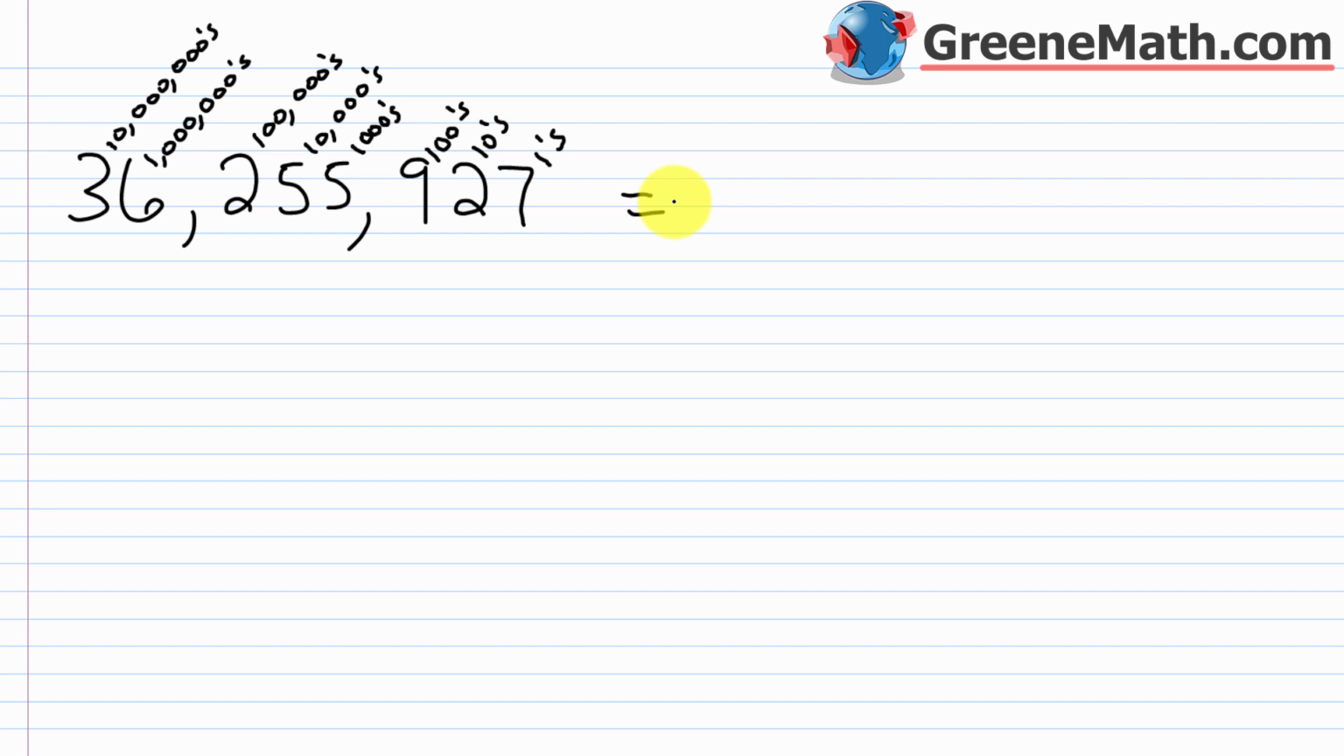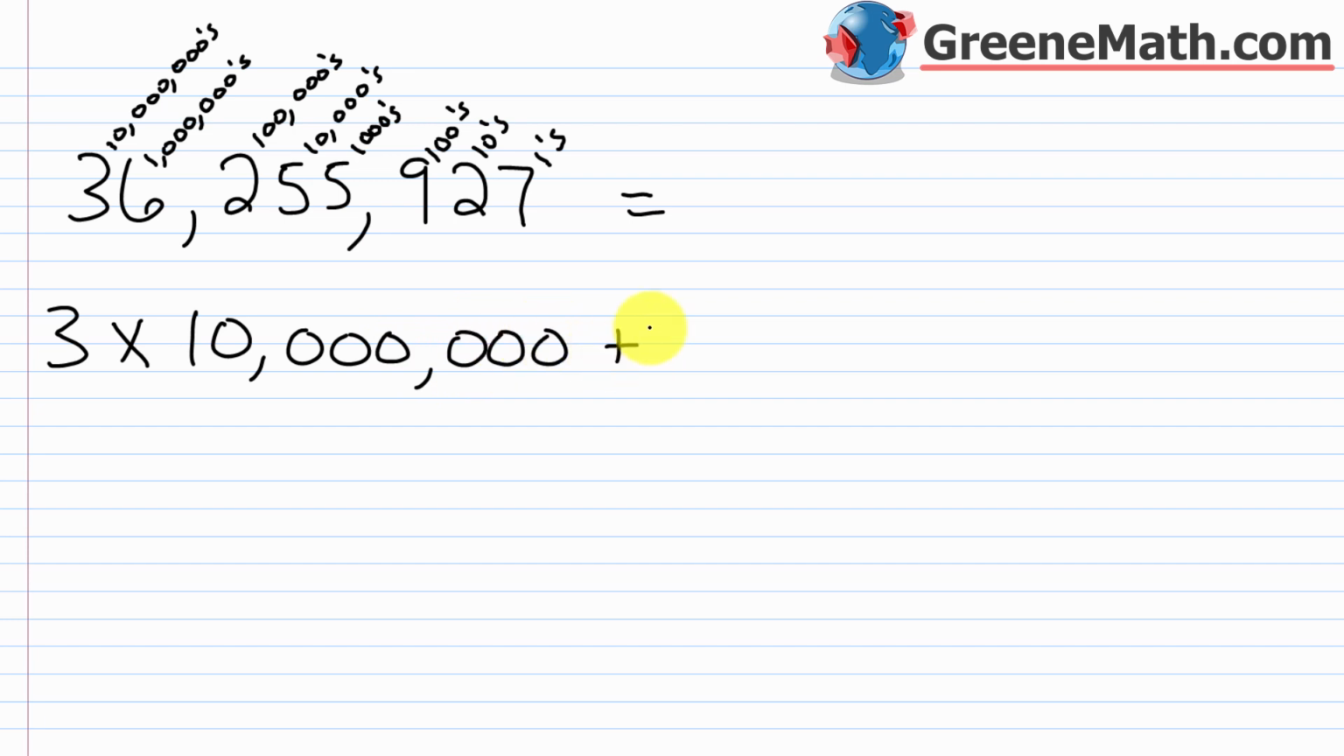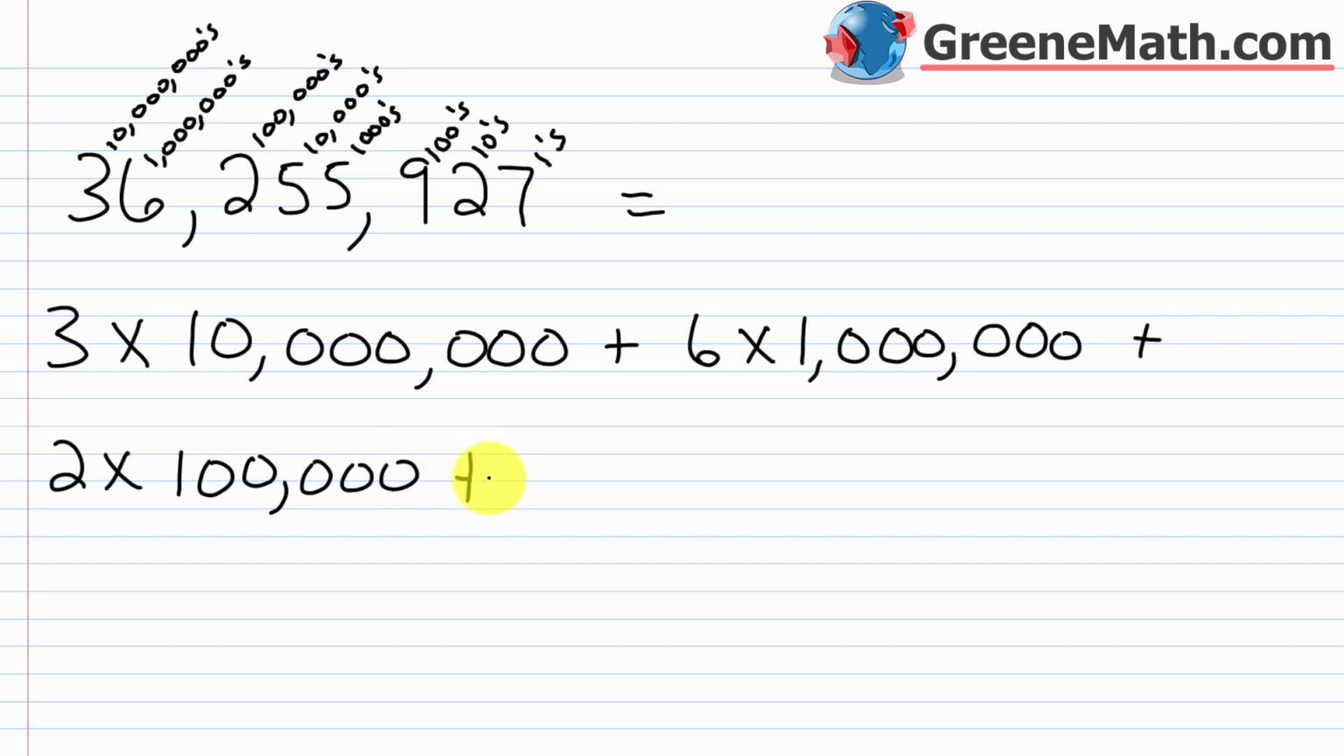So it's kind of a big number, so it's going to take a little time. We have a 3 that's in the 10 millions place, so we would have 3 times 10 million. Then plus, we have a 6 in the millions place, so 6 times 1 million. And plus, we have a 2 in the 100,000s place, so 2 times 100,000. And plus, we have a 5 in the 10,000s place, so 5 times 10,000. And plus, we have another 5, and that's in the thousands place, so 5 times 1,000.